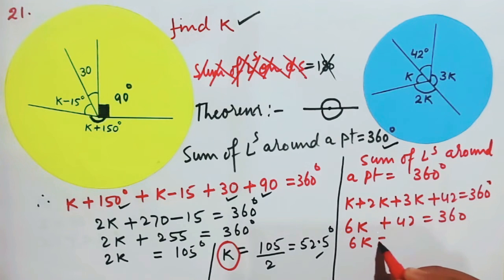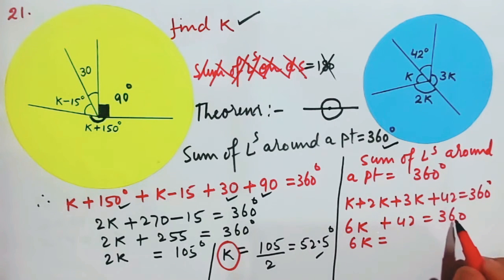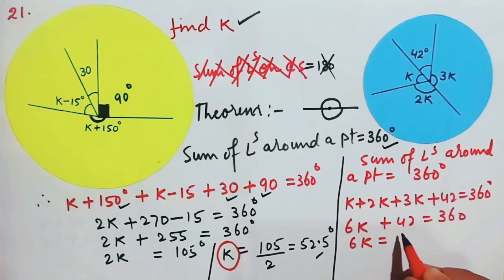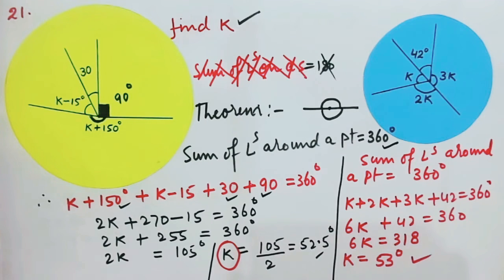Therefore 6k will be equal to how much? 360 minus 42, which is 318. So k will be equal to 318 divided by 6, which is 53 degree. This is what they had asked us: find the value of k. So we have found out the value of k.